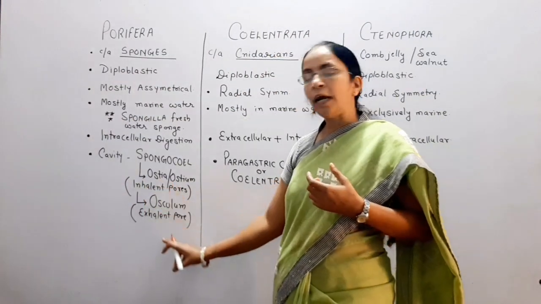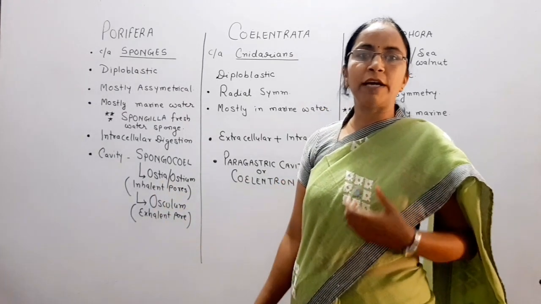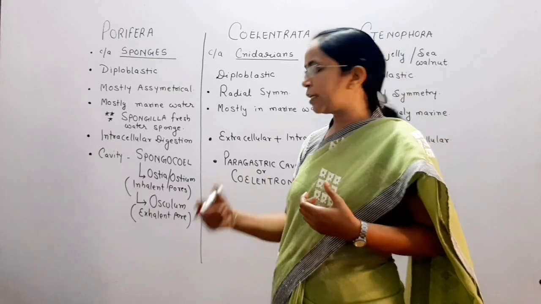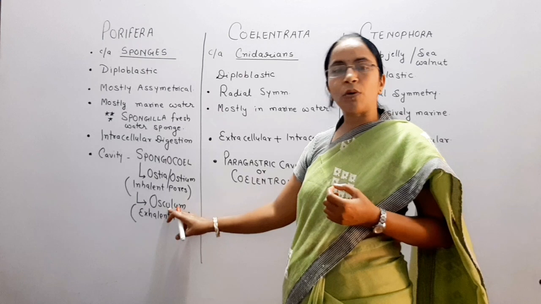So two types of pores are present: the large number of small pores in sponges or porifera are ostia, and a single broad pore through which the water, excretory waste and undigested food get released as excurrent water. That part you remember, that pore is called the osculum.